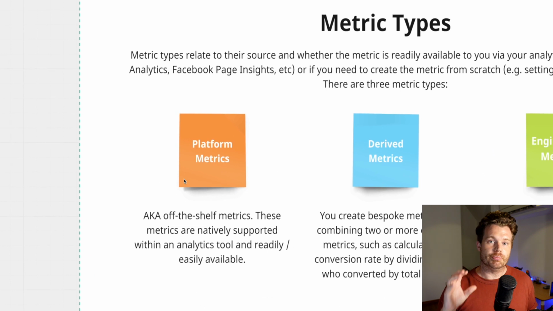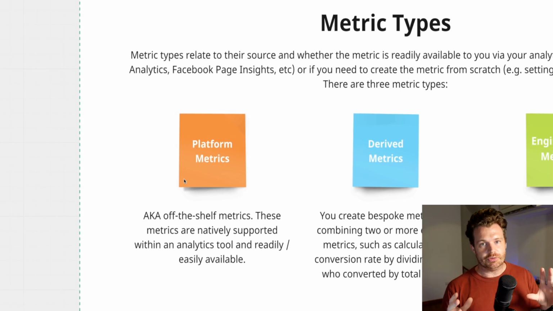The first is a platform metric, also known as off-the-shelf metrics. These are metrics that you can just get from your metrics tool off the shelf. They're readily available. So in Google Analytics, you've got things like users and sessions and average time on site. Those are all readily available. You don't have to do anything. Those are platform metrics.